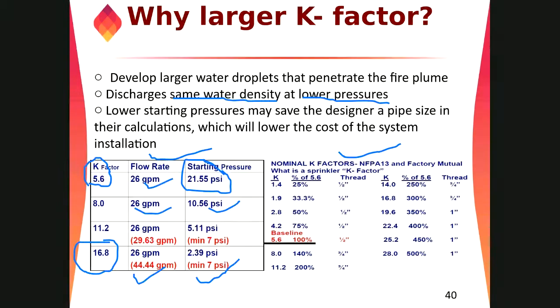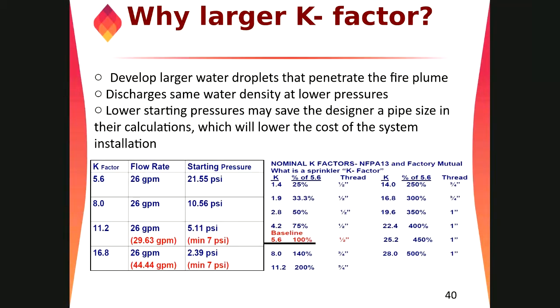So you got the idea of this K factor, different sizes, and the flow, right? Suppose you are designing a sprinkler system and you need 26 GPM at the most remote location, and the pressure at that location is around 12 psi.